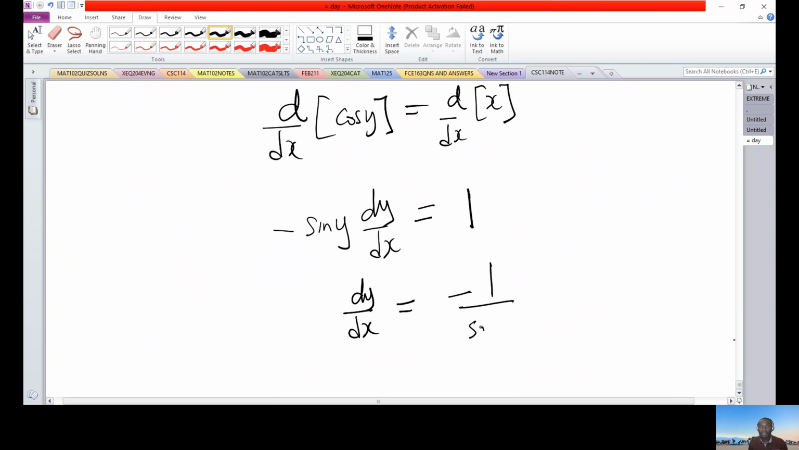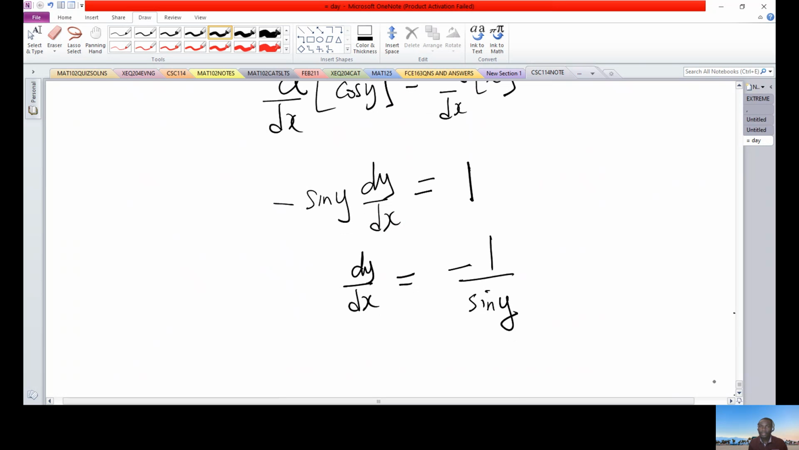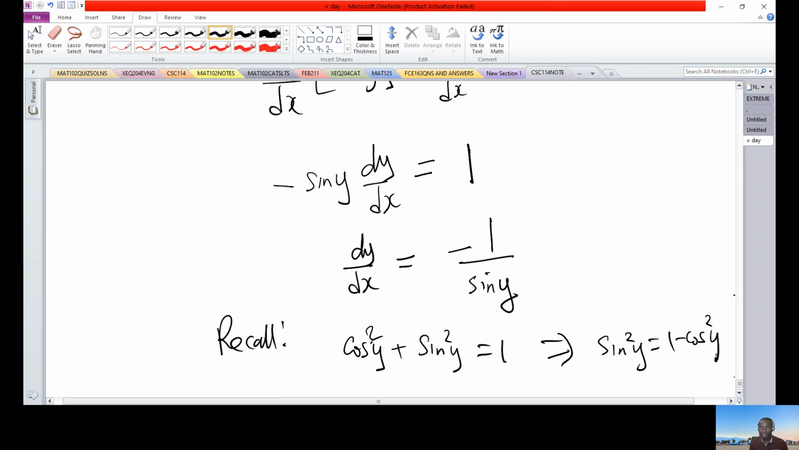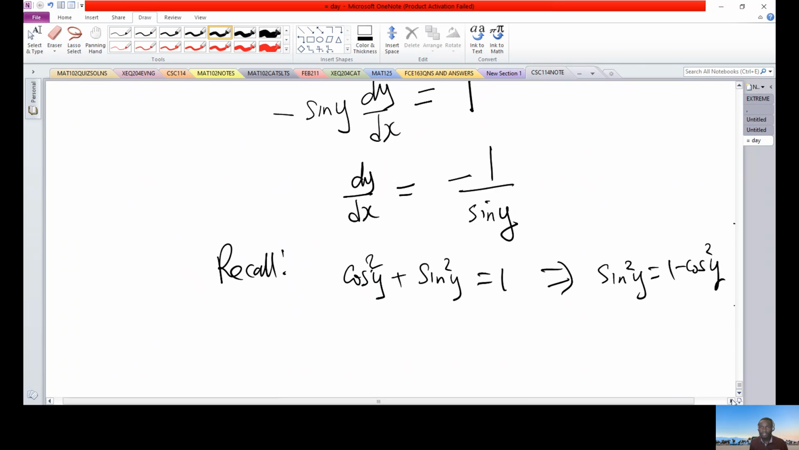So from this one, dy dx will be given by negative 1 over sine of y. But also recall that cos squared of y plus sine squared of y is 1, which means that sine squared of y is 1 minus cos squared of y. So sine of y alone will be the square root of 1 minus cos squared of y.